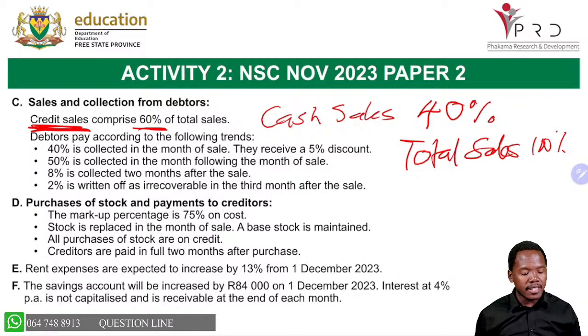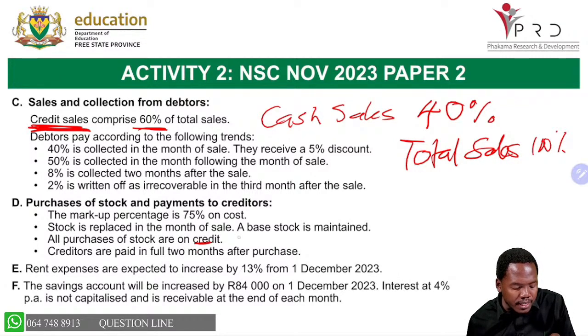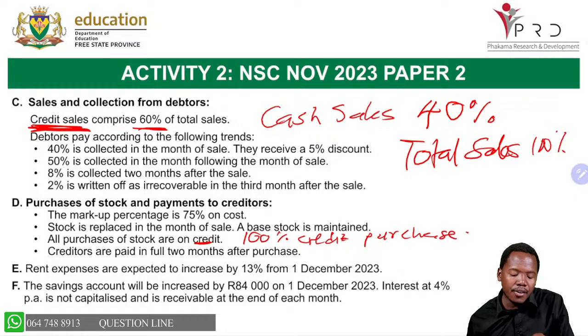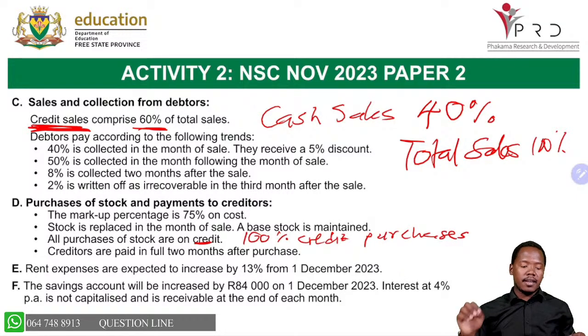Information D, purchases of stock and payments to creditors. The markup percentage is 75% on cost. Stock is replenished or replaced in the month of sale. A base stock is maintained. All purchases of stock are on credit. Very important, so meaning 100% is credit. There are no cash purchases here.